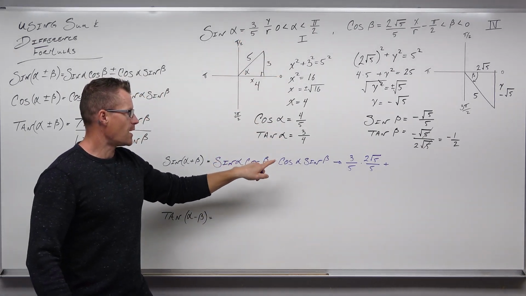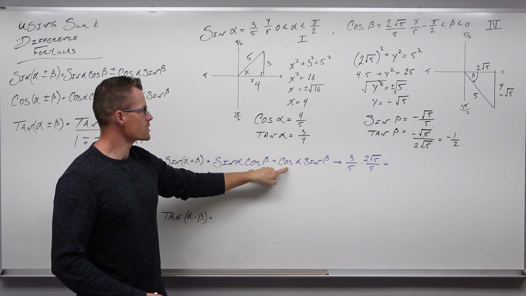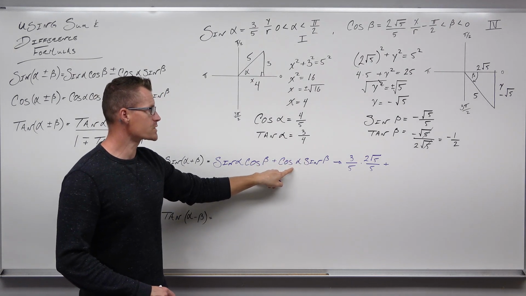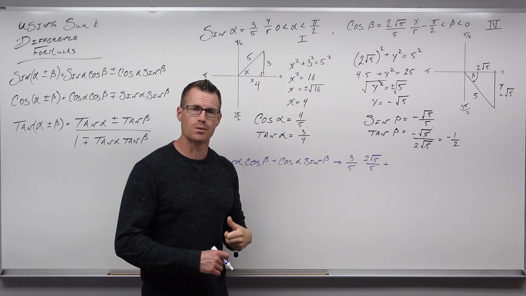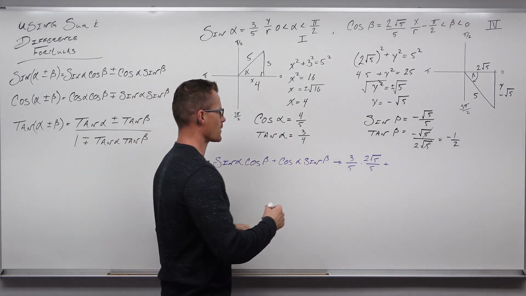Three-fifths, 2 square root 5 over 5, plus, I got my plus. Now, cosine alpha and sine beta. Cosine alpha is 4/5, and sine beta is negative square root 5 over 5. So I'm just substituting that in there.